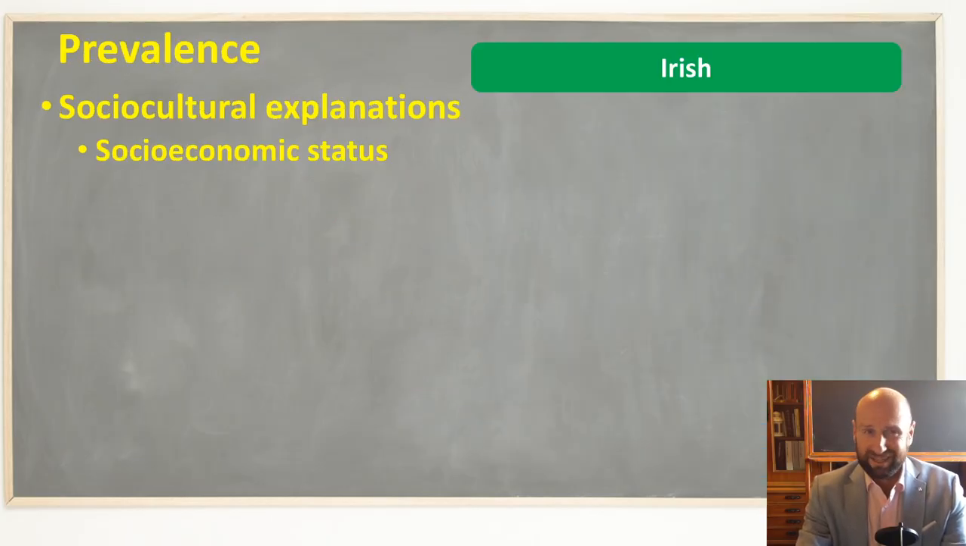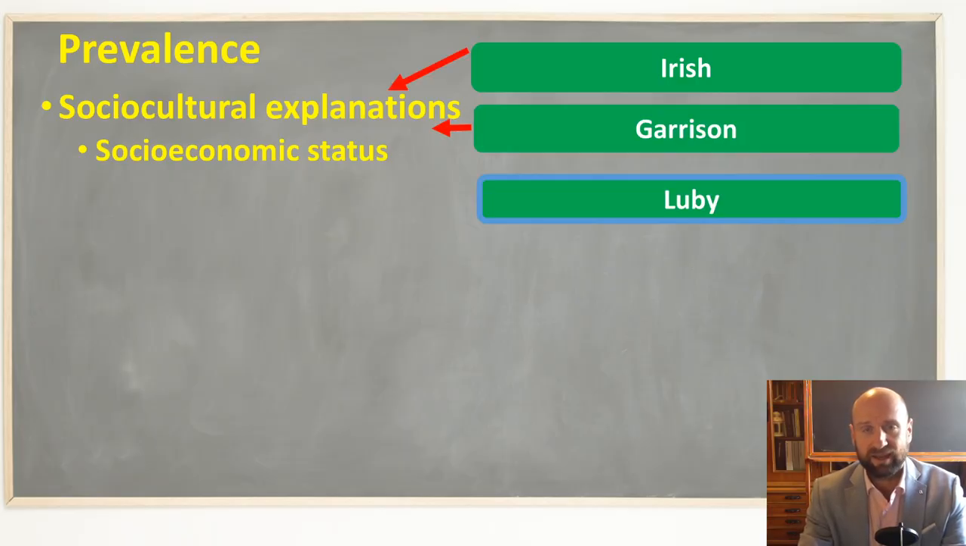When we move into the next topic, prevalence means how common a particular disorder is in a given population. So we're going to explain prevalence in socioeconomic status. So Irish et al., Garrison and Luby, it's the same thing. We're saying that PTSD is more prevalent in lower socioeconomic status groups. So now our explanation is pretty much the same as the sociocultural explanation. We just tweak the explanations a little bit. Okay, so same studies, but just different topics.